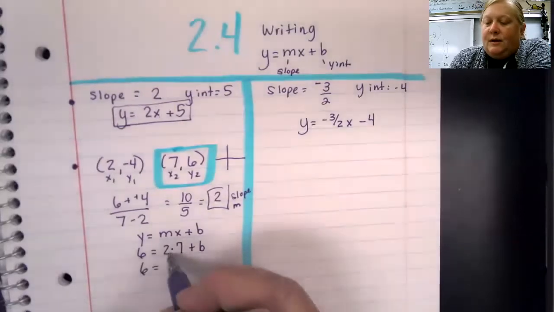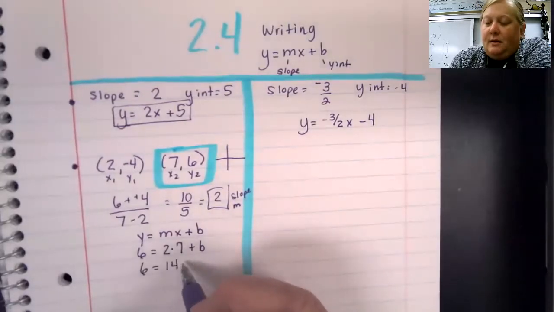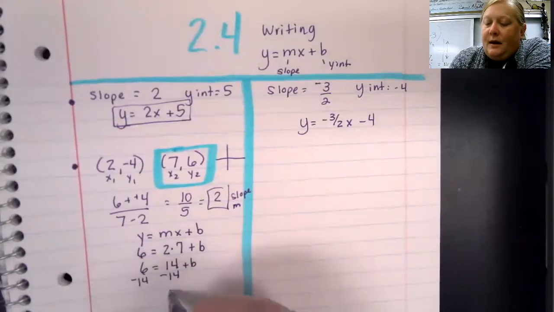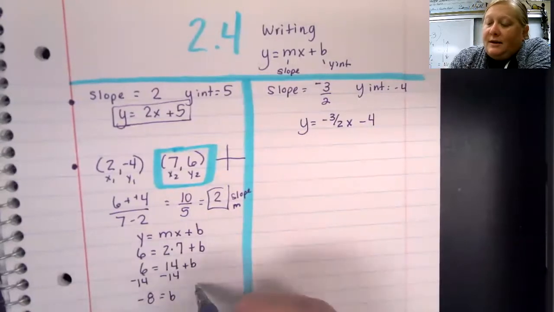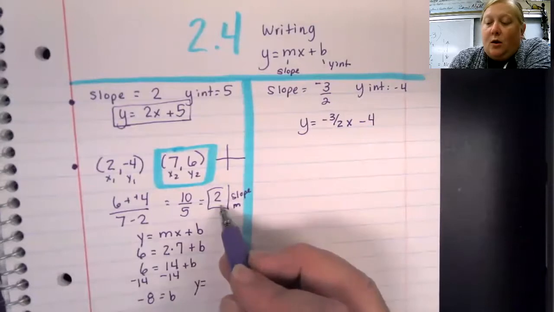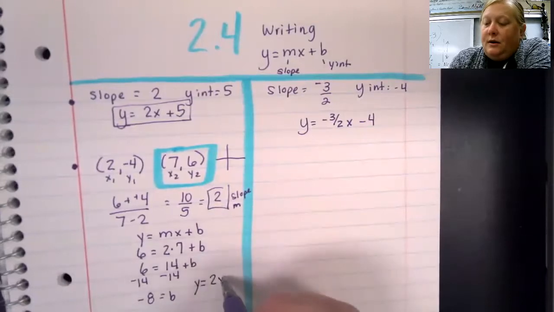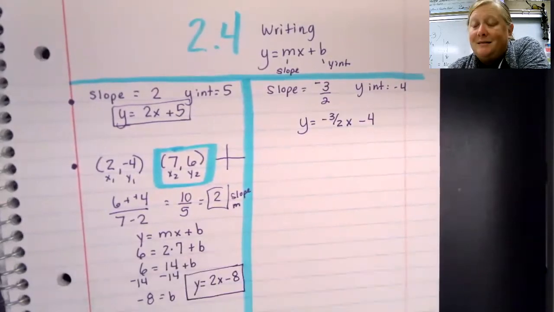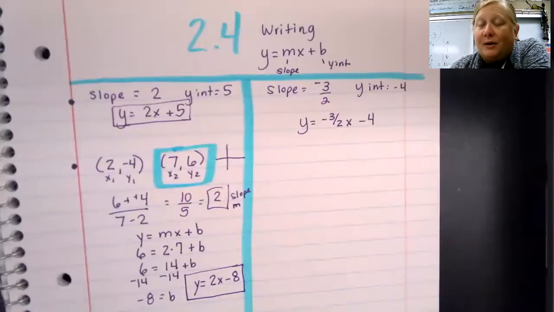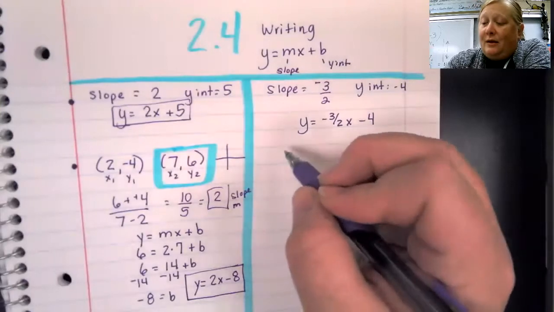So 6 equals 2 times 7 is 14 plus b. Subtract 14 on each side, and b equals -8. And friends, you just found your y-intercept. So don't forget to write your final equation. My slope was 2, and my y-intercept is a -8. That's it, okay? We don't use point slope form because why learn another equation? You don't have to do that, okay?